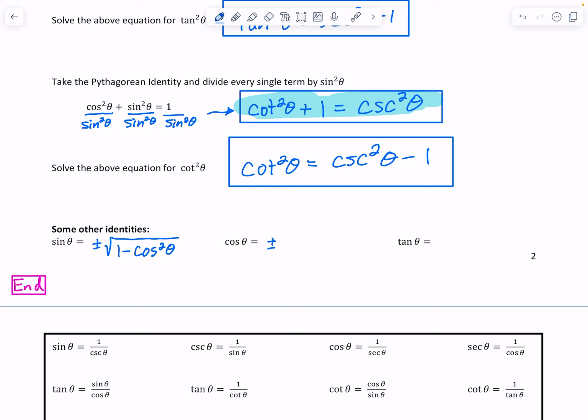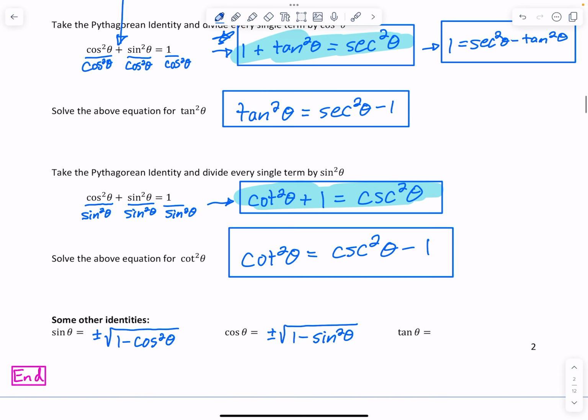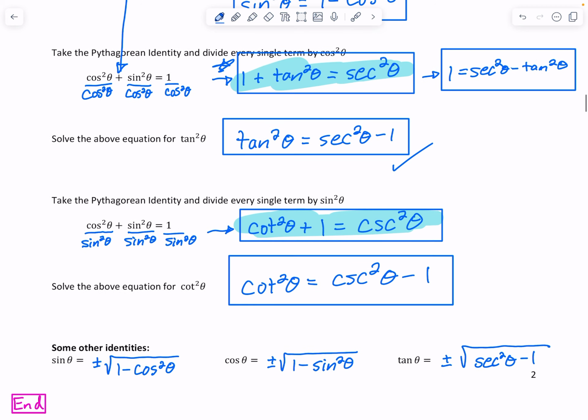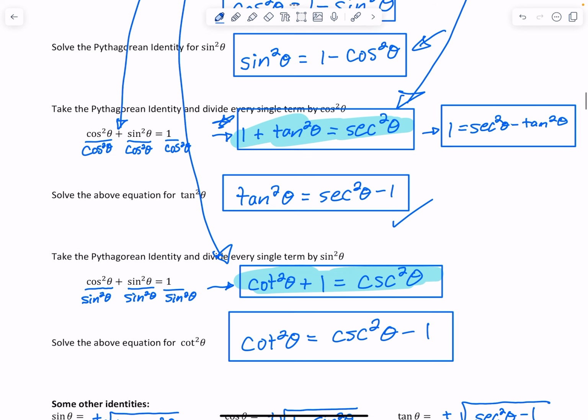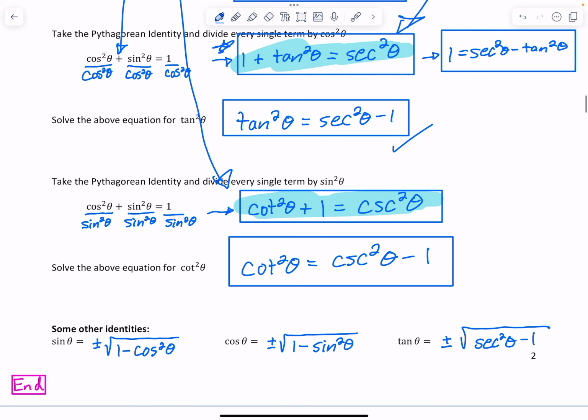Okay, for cosine, it would be that same thing, except it's not 1 minus cosine underneath. It'll be 1 minus sine squared. And then tangent, based on the equation up here, is plus or minus the square root of secant squared theta minus 1. But again, there's no reason to memorize all that when we can get it from this original equation. It gets me there by dividing by cosine, and it also gets me there by dividing by sine, and then I just manipulate the equations. There's no reason to use all that brain space to memorize every bit of these. You can get to them by memorizing one.